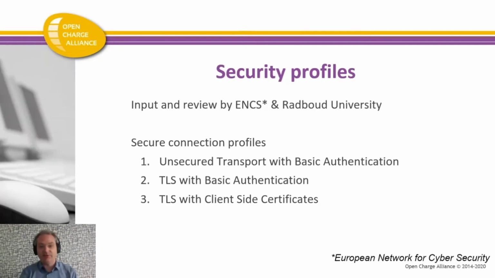The security profiles. So the input and the review for these security profiles were done by the European Network for Cybersecurity, ENCS, and the Radboud University in Nijmegen. And we came up with 3 different secure connection profiles. You see them listed here. The first one is unsecured transport with basic authentication. The second one is transport layer security with basic authentication, TLS. And the third one is TLS with client-side certificates. So I will come across all of these 3 in the next slides.